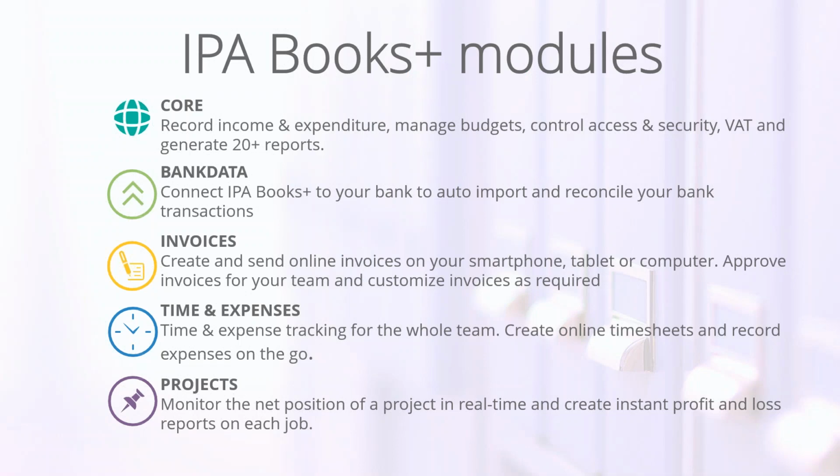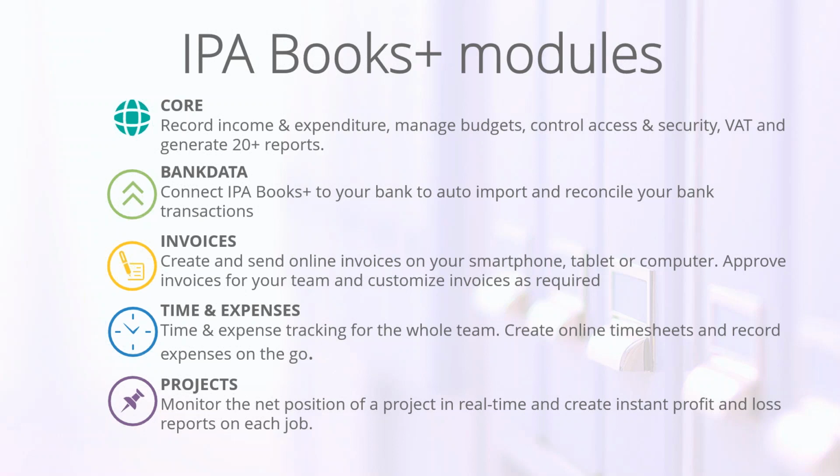Great, so before I start, I just wanted to tell you a little bit more about IPA Books Plus modules and essentially how we license IPA Books Plus. So here you'll see the 5 different modules that we have. Core is mandatory, and with Core you can record income and expenditure, manage budgets, control access and security, and it also covers you for your VAT and generating of 20 plus reports.